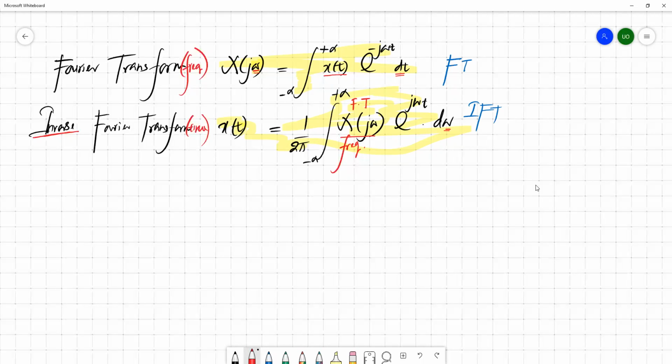In the Fourier transform, we basically convert a time domain quantity to the frequency domain. So you have x(t) and we convert it to X(j omega). In the inverse Fourier transform, you have a frequency domain quantity and convert it to the time domain. So you basically convert X(j omega) to x(t).